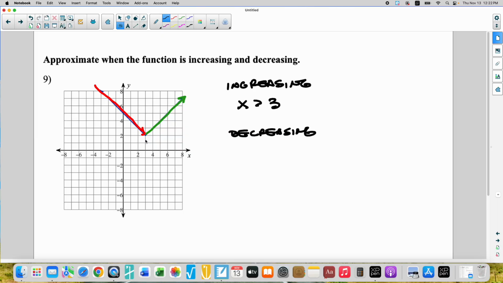So where is it starting? It's starting here at 3. It's a ray, so we say x less than 3, and I want the values to the left of it. So left is going to be less than.